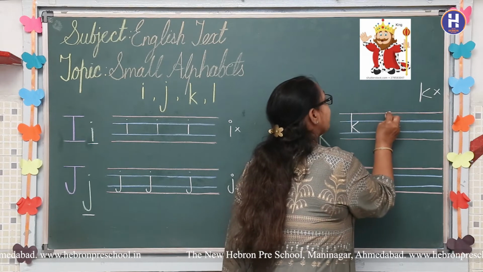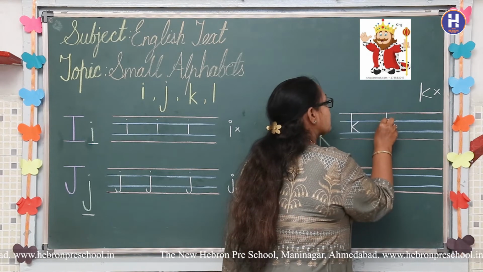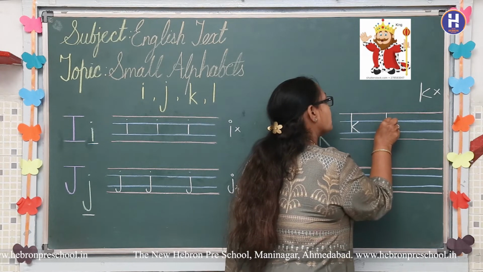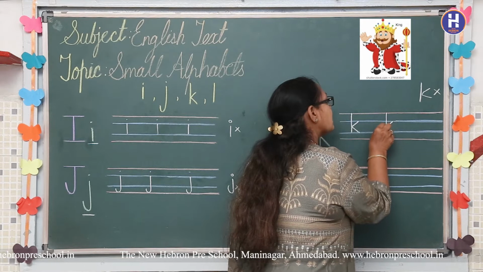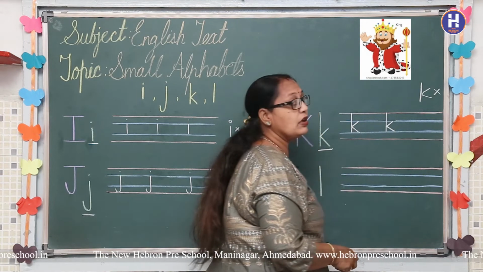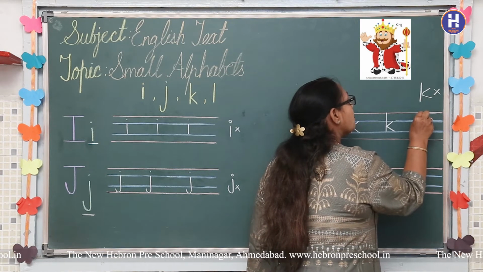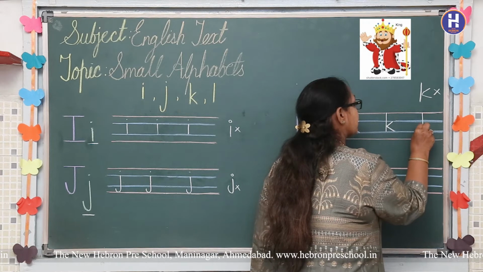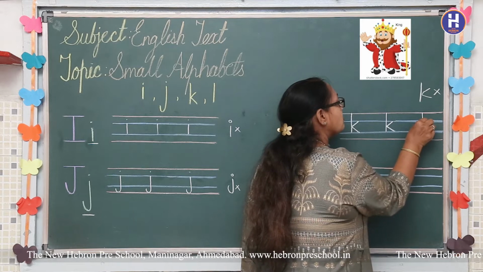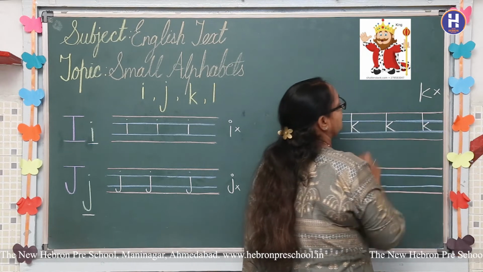Okay? How will you write it? Start from the red line, make a standing line till the second blue line. Now you have to point your pencil on the first blue line, make one slanting line and go down, make another slanting line. This is a small K. Again, start from the red line, make a standing line till the second blue line. Lift your pencil. Now point your pencil on the first blue line. Make a slanting line and another slanting line. This K.